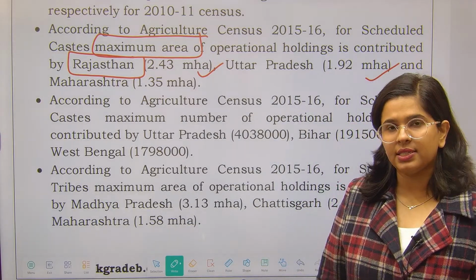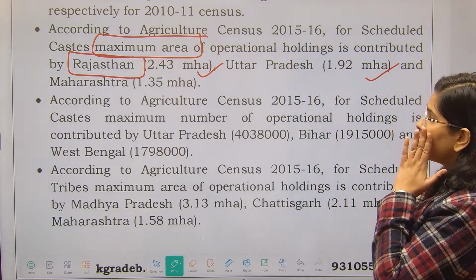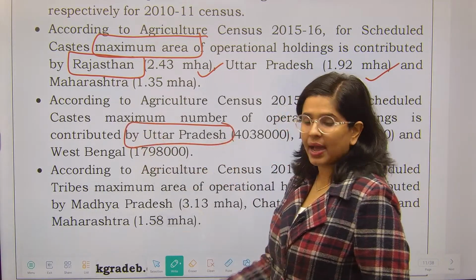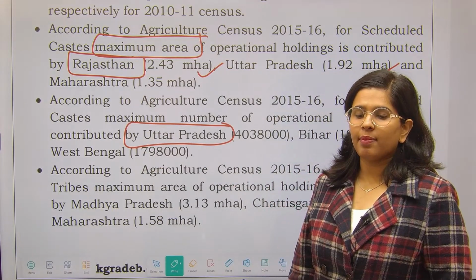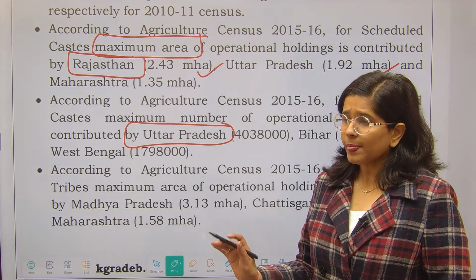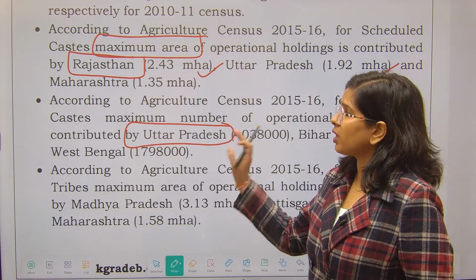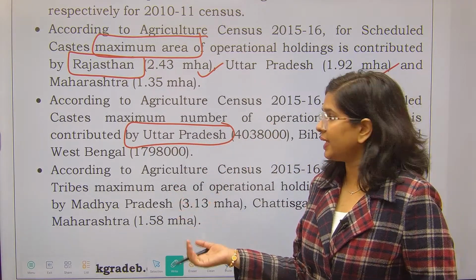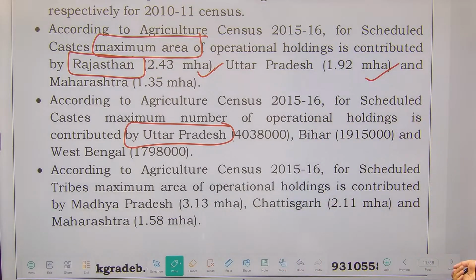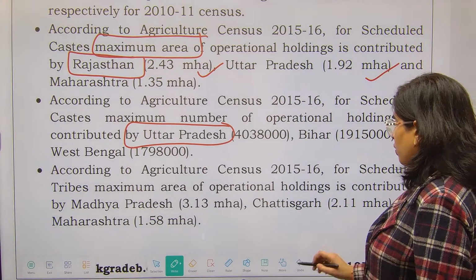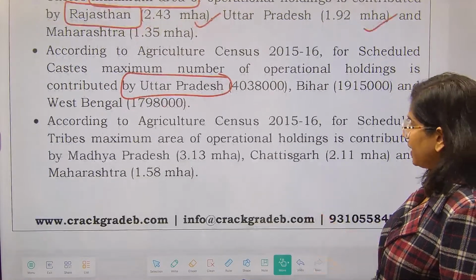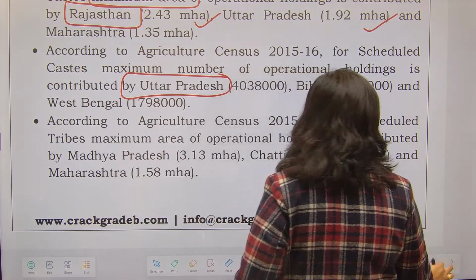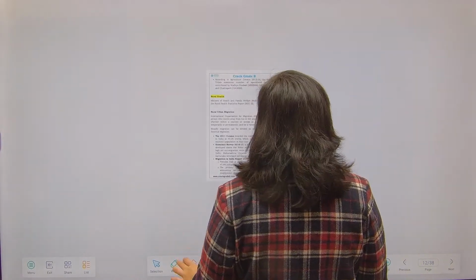Area के केस में आपका राजस्थान ही lead कर रहा है, and when we are talking about the number of operational holdings, it is being led by UP. Whether we are talking about all the operational holdings or specifically about the scheduled caste, the thing remains the same. ठीक है? According to agricultural census, for the scheduled tribes, maximum area of operational holding is contributed by Madhya Pradesh, Chhattisgarh and Maharashtra. Okay, so this has been the data of your agricultural census.